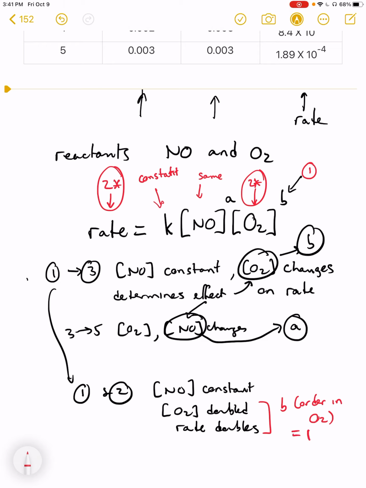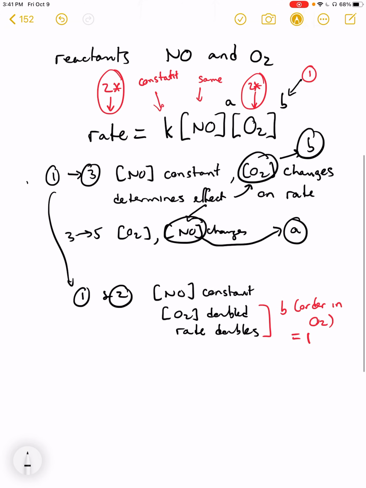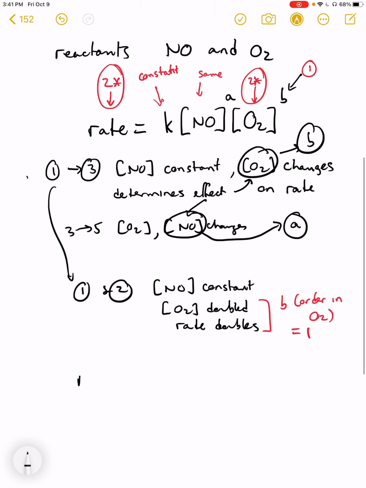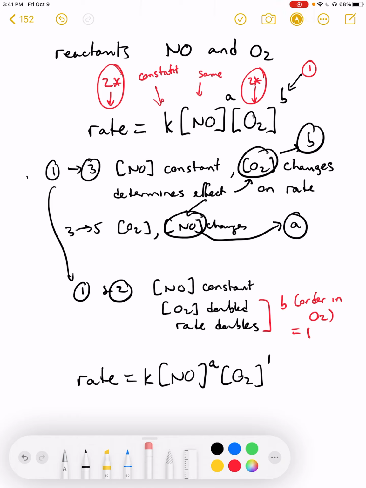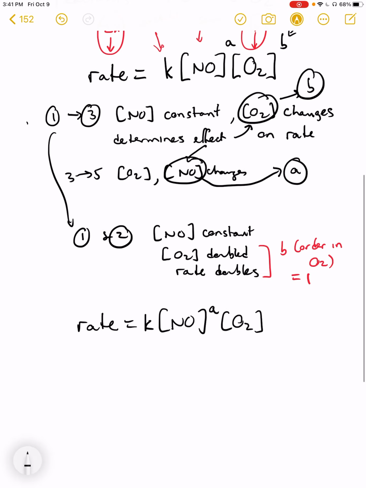So now I can rewrite my rate law, knowing what I know at this point. Now I know that it's going to be rate equals K, NO to the A power, O2 to the first power, but do we usually write the first power? Usually we don't. I can just leave that blank. Okay. So now I've determined one of my orders.